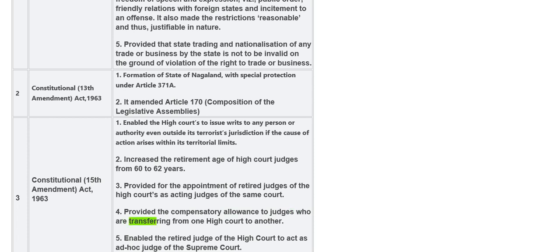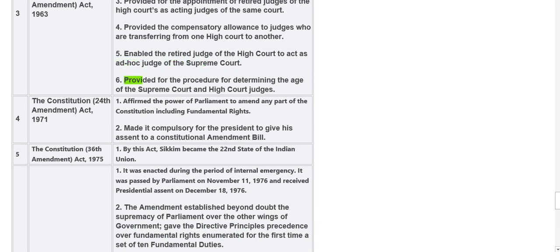4. Provided compensatory allowance to judges who are transferred from one High Court to another. 5. Enabled a retired judge of the High Court to act as an ad hoc judge of the Supreme Court. 6. Provided for the procedure for determining the age of the Supreme Court and High Court judges.